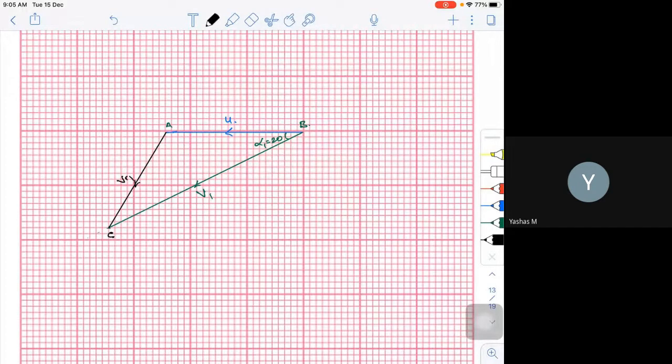So suppose VR, roughly, if I take it around 6 centimeters, you may be getting roughly around 6 centimeters. So 6 into 50, so 300 meters per second. Okay, that's how you are supposed to calculate.